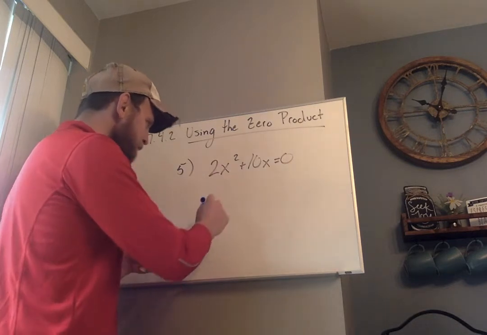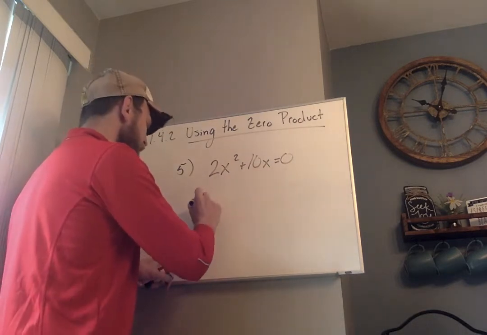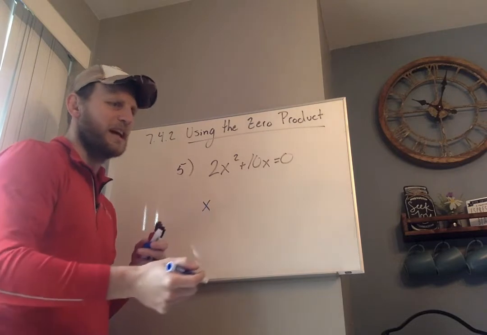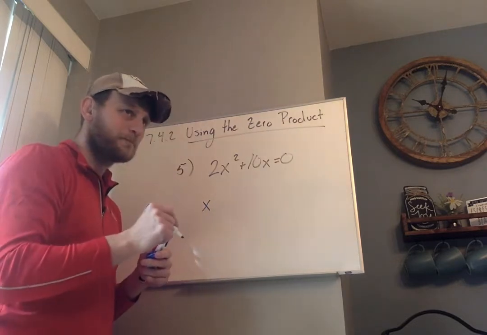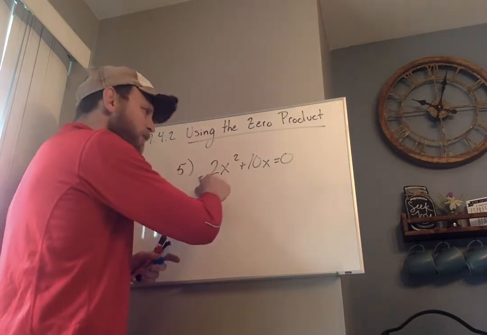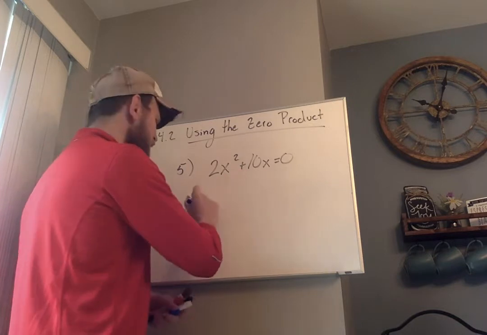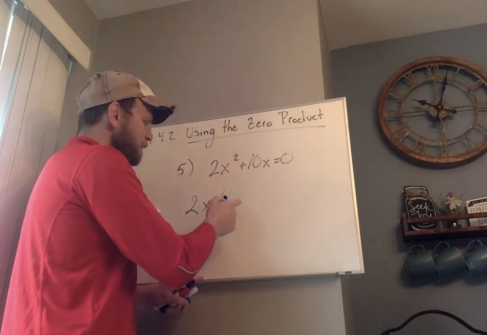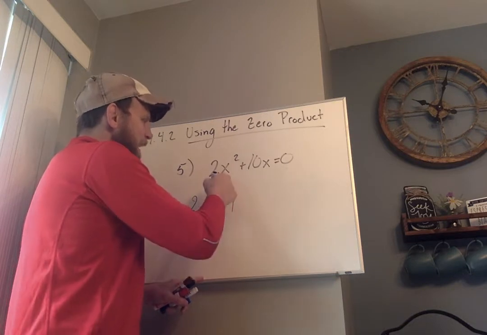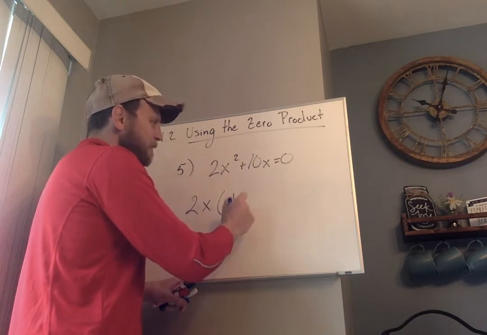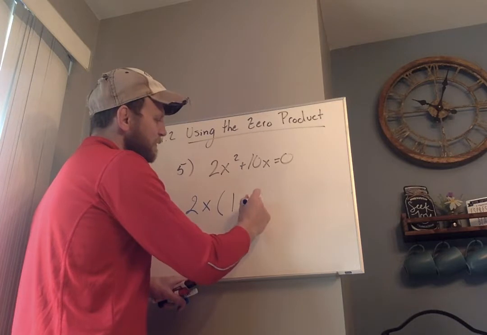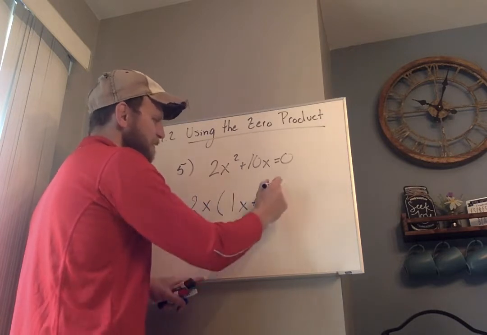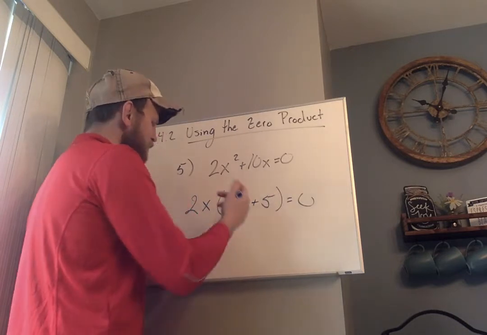So, we both share an x. I'm going to pull that out. Do you share anything else? Shane? Yeah. 2 goes into 2, and 2 goes into 10, so I'm going to pull that out. So 2 divided by 2 is 1. x squared divided by x is x. 10 divided by 2 is 5. And x divided by x is 1. So I have these 2 pieces.